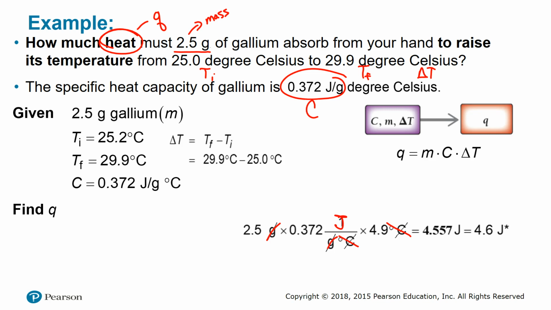Sometimes it'll ask you to solve for delta T. Sometimes it'll ask you to solve for C. But they're always going to give you three pieces of numeric information and one unknown. All right.